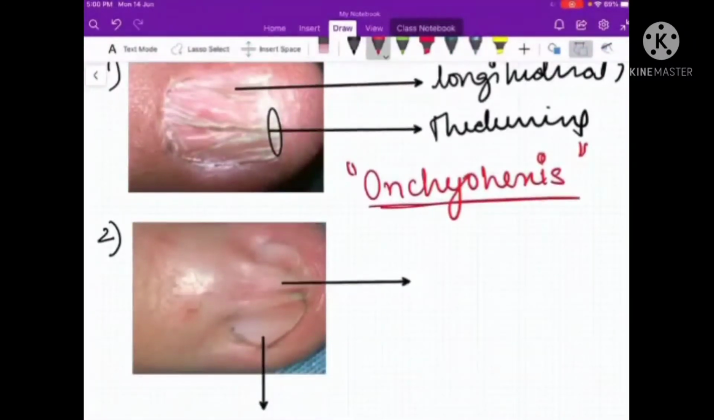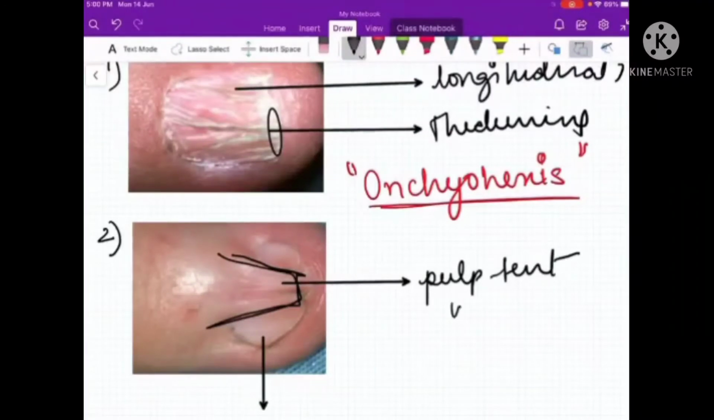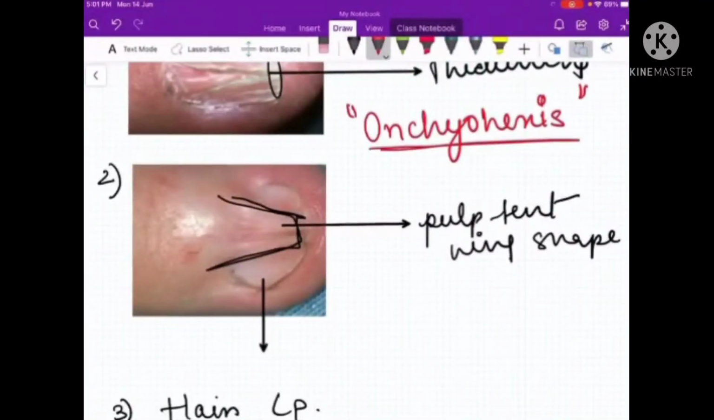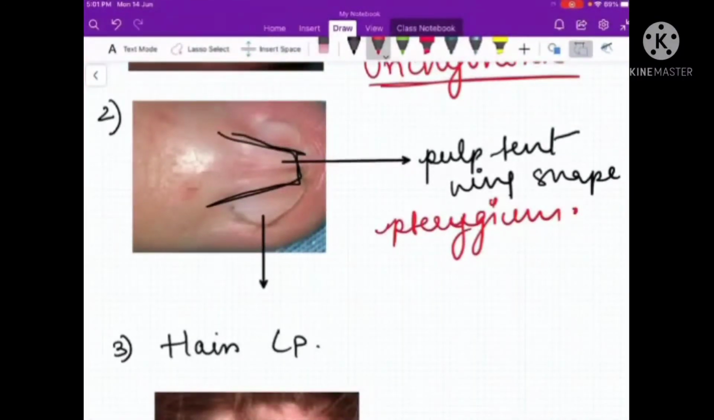What we see here is this tent shaped or winged shaped projection of the skin onto the nails. This is called nail pterygium. Of course, we have heard of pterygium in ophthalmology, but there is something called nail pterygium as well. If this nail pterygium continues, if it is chronic, it will lead to permanent nail bed loss.